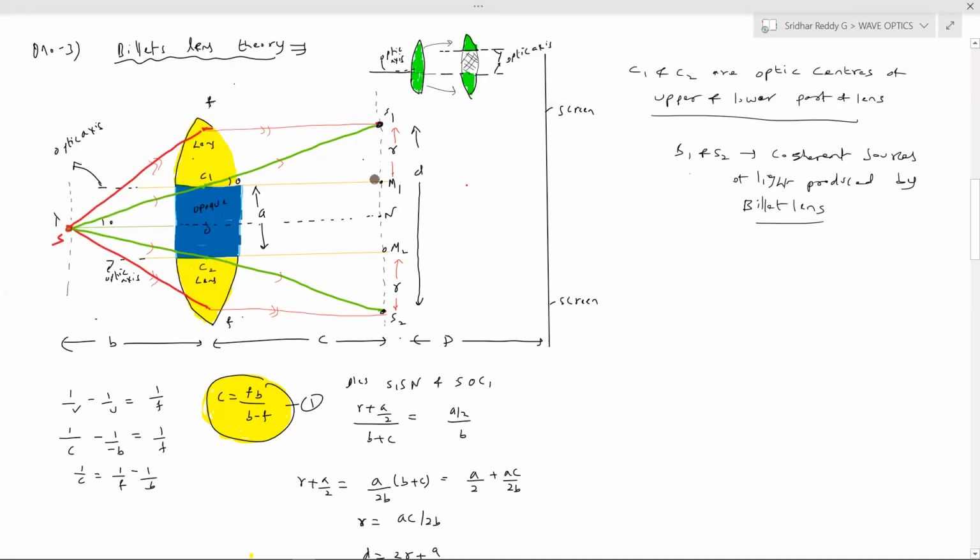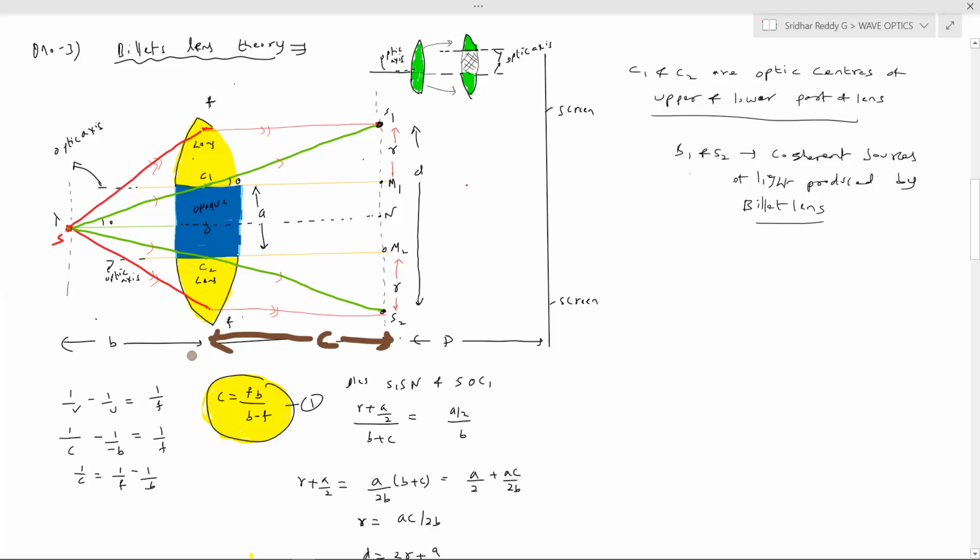Now let's come to the fringe width. I want the distance between S1 and S2, and I already know capital D. This vertical part is the screen, where we can see the interference bands, alternate bright and dark bands. Getting the idea now? Let's get into the condition. Look at this triangle. First, how do we calculate this distance C?